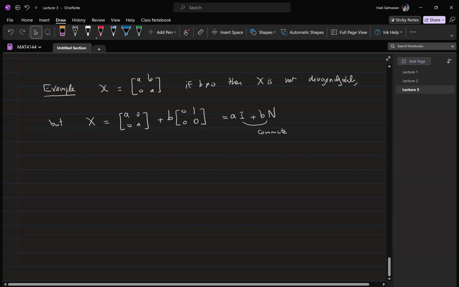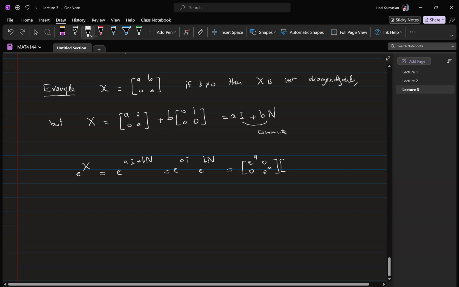So here I didn't even need to diagonalize. If this was not the diagonal matrix, I would have diagonalized this by some conjugation, and then I would have another extra step. But here I didn't even need to do that. So e to the x now is going to be e to the aI plus bN, which is e to the aI times e to the bN. For e to the aI, I get e to the a, 0, 0, e to the a. And for e to the bN, well, what is e to the bN?